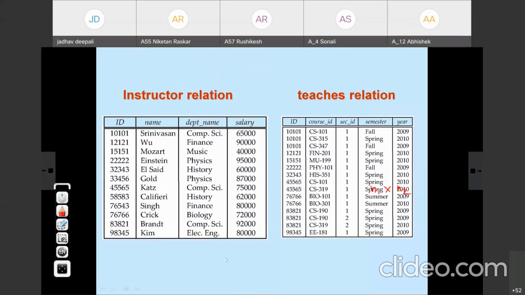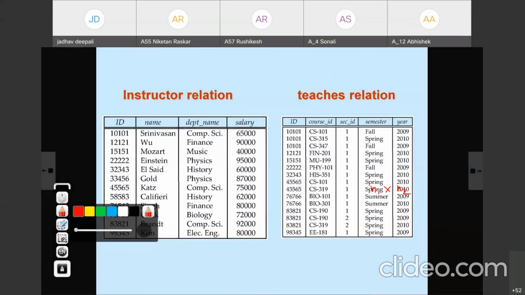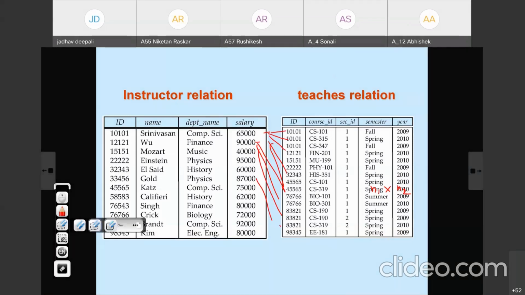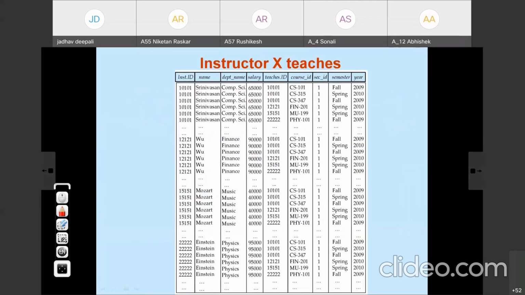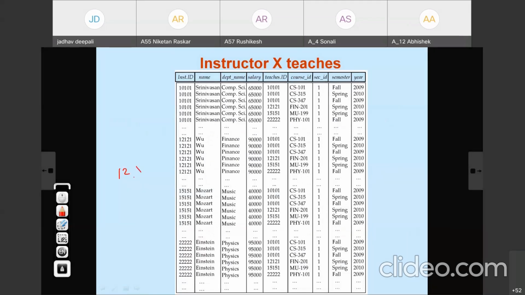You can observe that this tuple of instructor is attached with every other tuple of teachers. This second one is attached with every other tuple. This one is attached with every other tuple. And that's why in the resulting relation, the number of tuples is n1 into n2. If in the instructor relation there are 12 tuples and in the teachers relation there are 15 tuples, then in the resulting relation of Cartesian product there are 180 tuples.